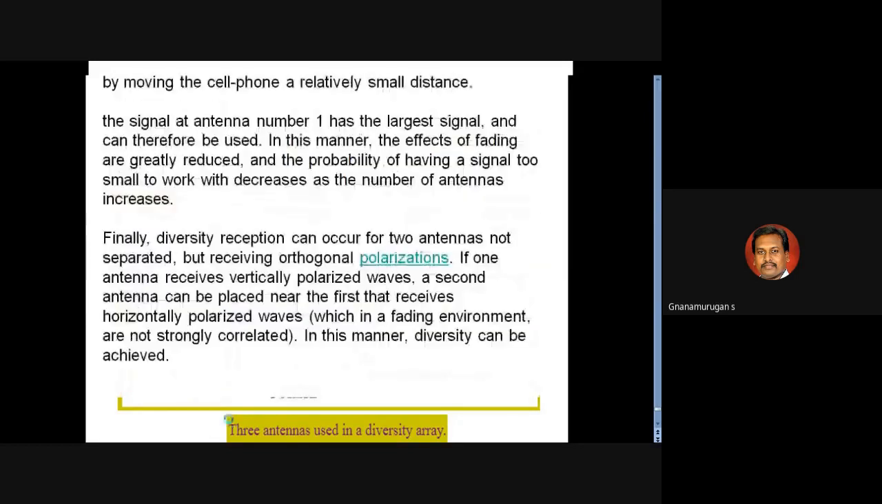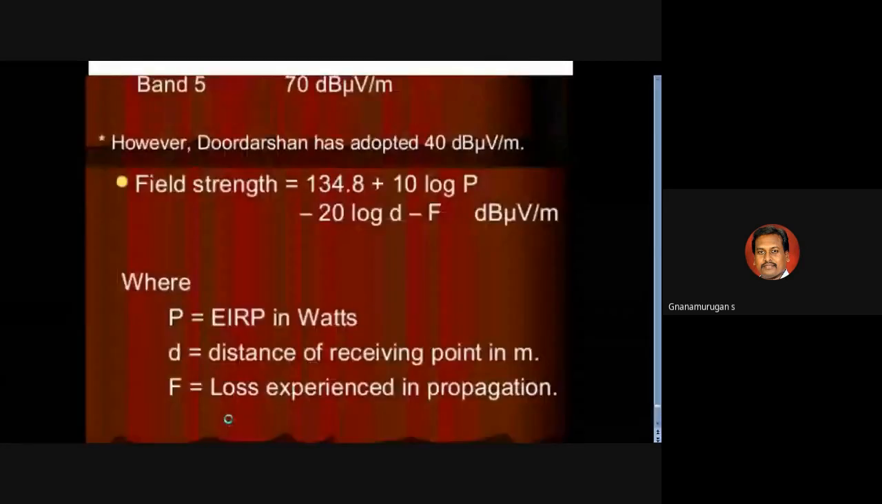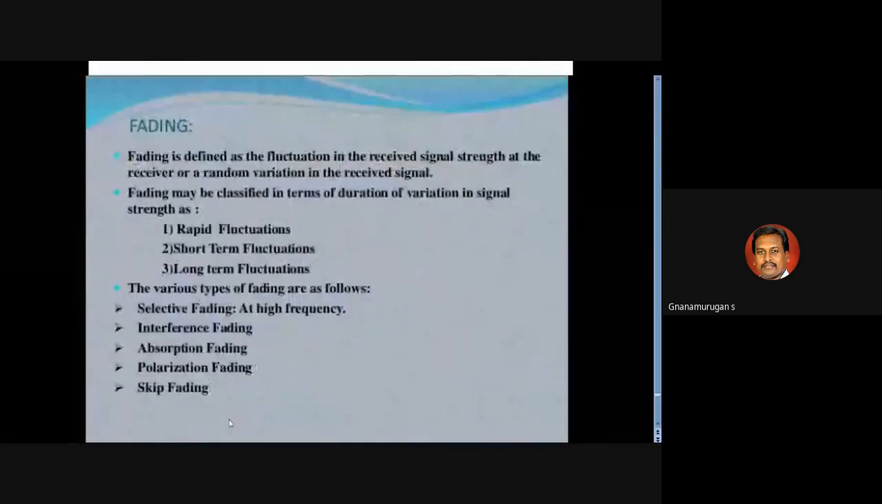So the entire fifth unit is over. Any clarification on these 4 topics, you can clarify. That is fading, duct propagation, field strength, and the final one, diversity reception. So any clarification on these 4 topics, you can clarify with me.